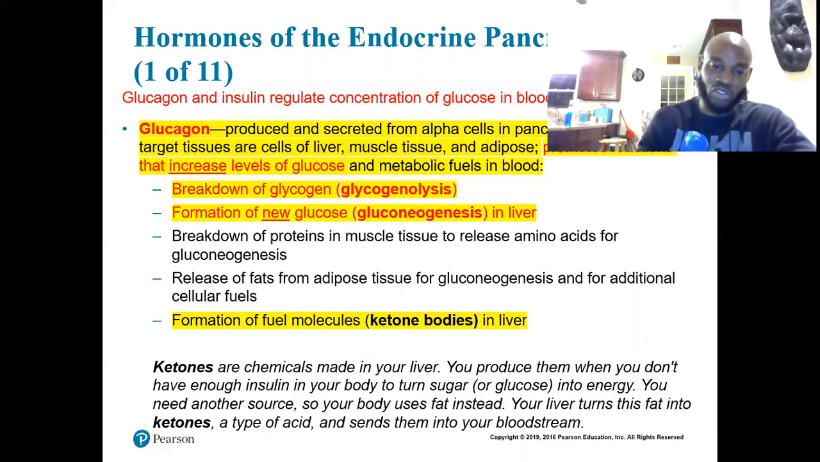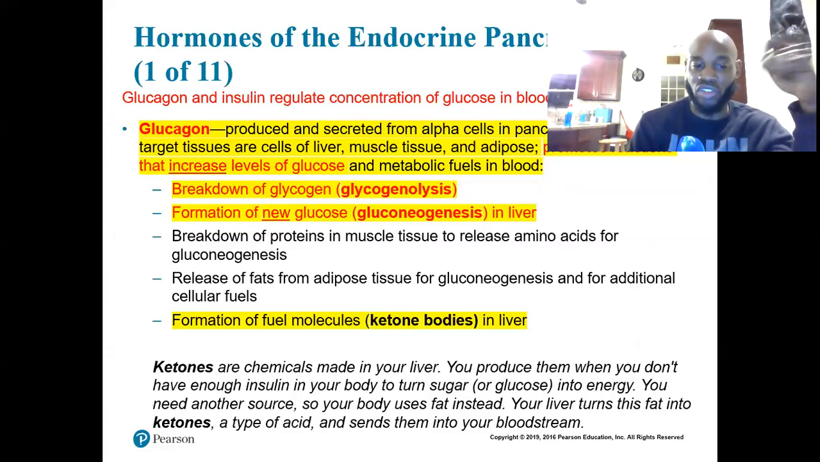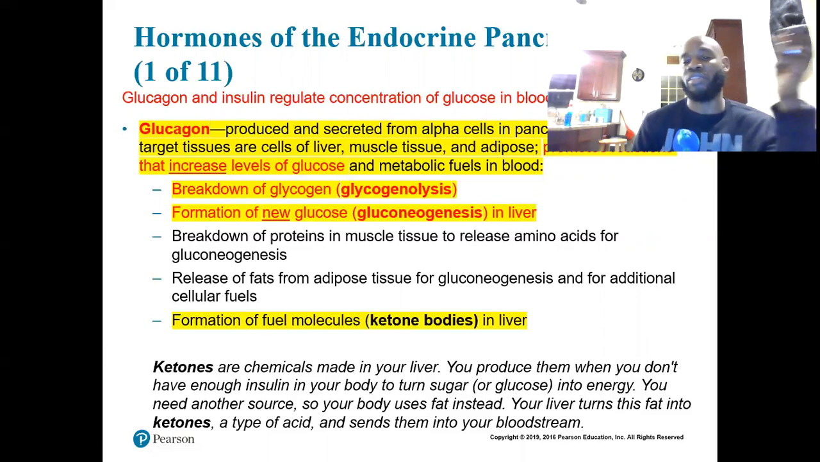Remember, ketones are chemicals made in your liver. I put a little note here: you produce them when you don't have enough insulin in your body normally to turn sugar or glucose into energy, so you make ketones. You need another source. Your body uses fat. Your liver turns this fat into ketones, a type of acid, and sends them into your bloodstream.